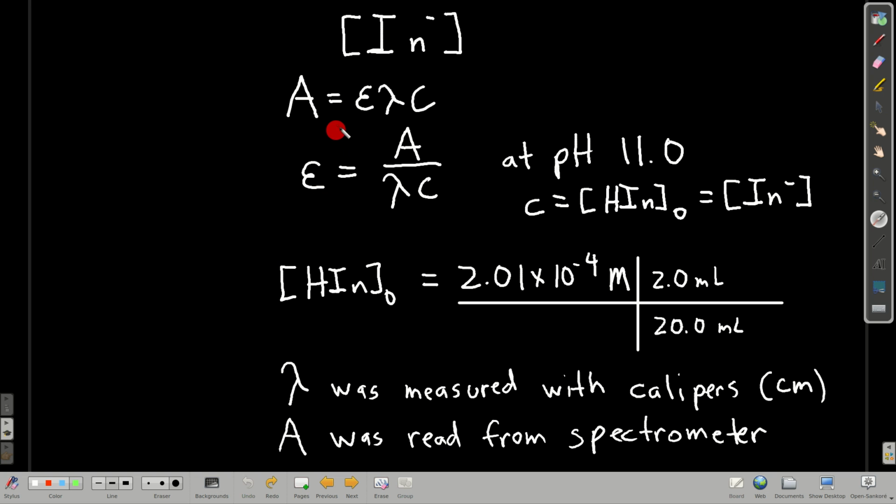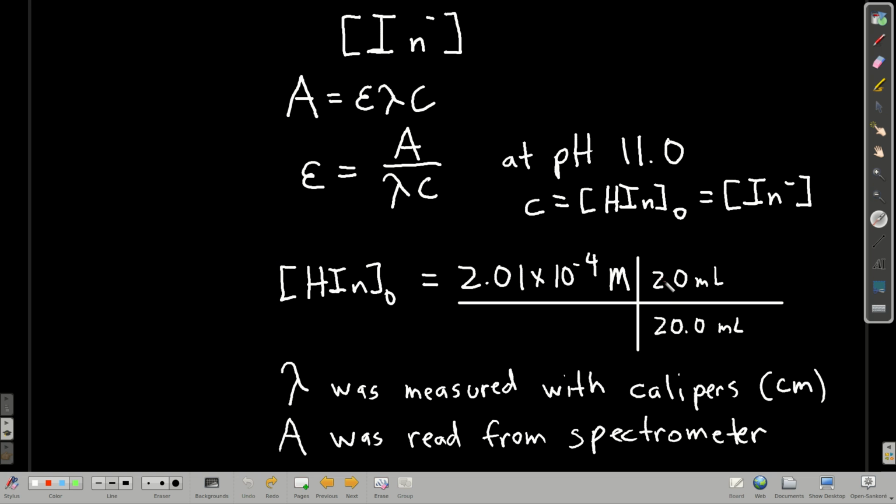So if we rearrange Beer's law, we can solve for epsilon. And we know at pH 11, because it's so basic, all of the indicator has been converted to its conjugate base. In other words, there's no protonated form of phenolphthalein left. It's all in the deprotonated form, which means that the initial concentration that we put in there is the concentration of the base. Now we can calculate that because Matt put the concentration of the phenolphthalein on the bottle, and it might not have been 2.01 times 10 to the minus fourth. It depends upon when you got your phenolphthalein, but you should have written it down. If not, just use this.